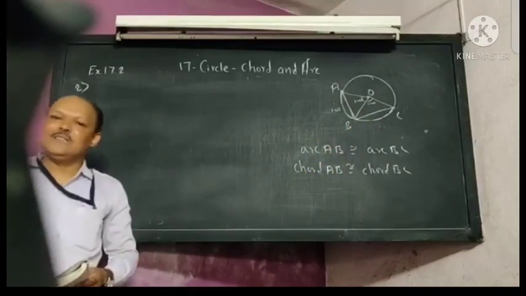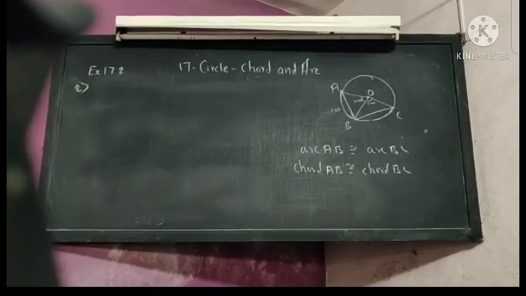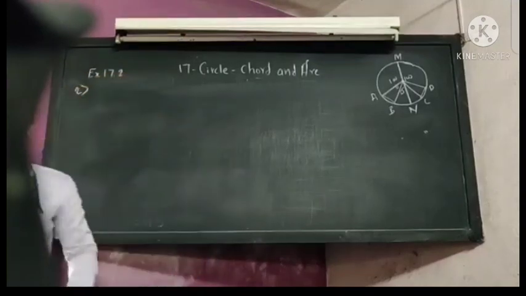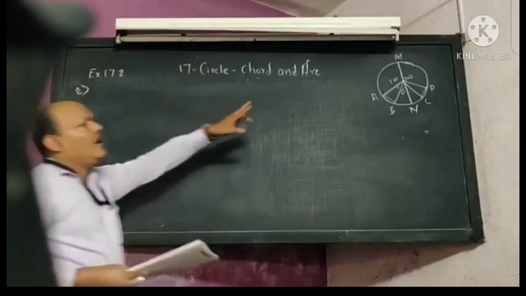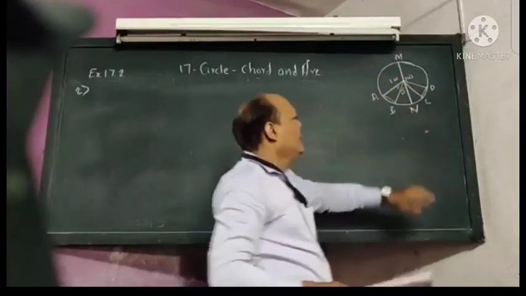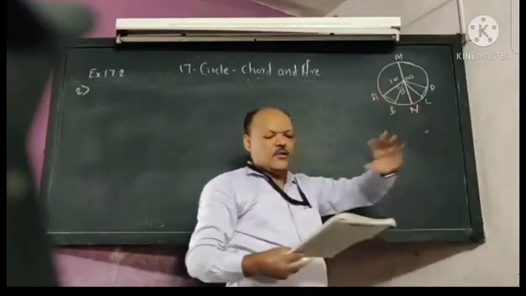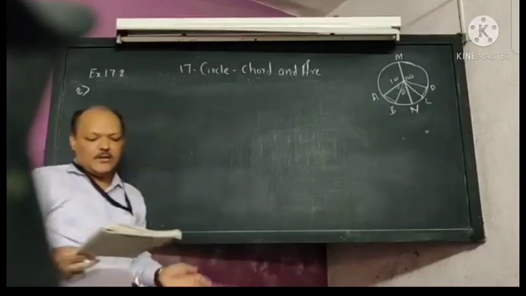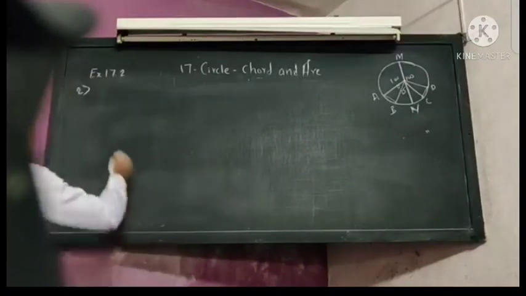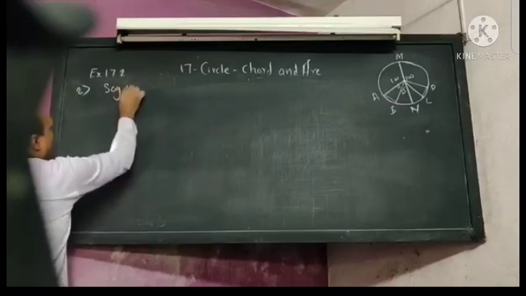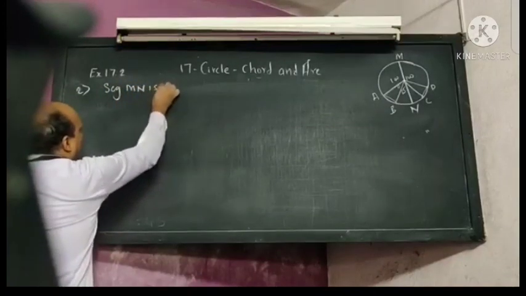So we will start with the second sum now. Here segment MN is the diameter of a circle, and some of the measures are given. You can see in the figure; the diagram is also given, and I have drawn it on the board for you. MN is a diameter.